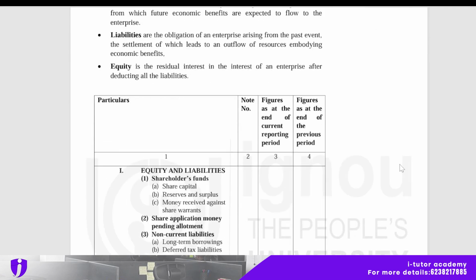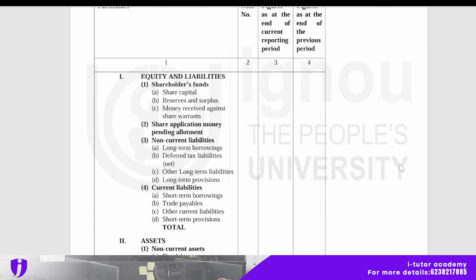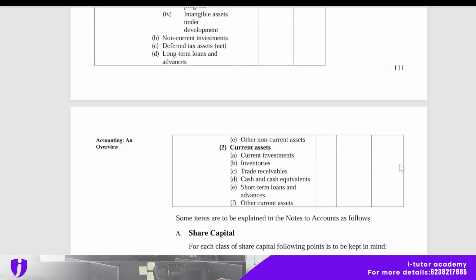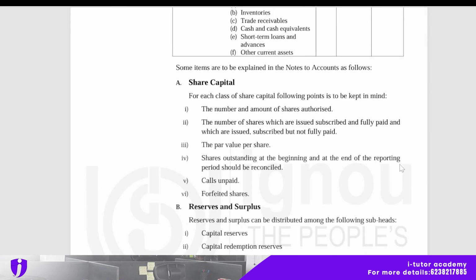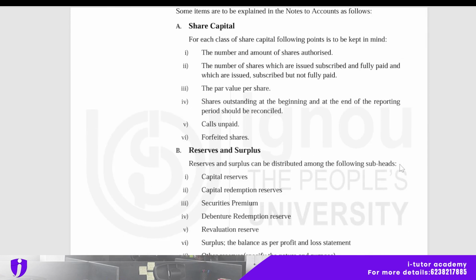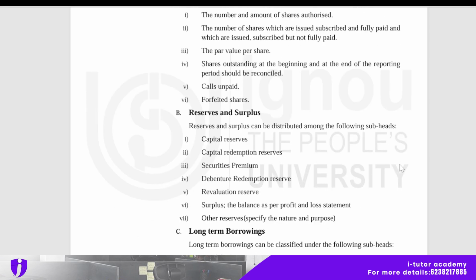And for this there is one more table. You can just try to answer all these, and some items are to be explained in the notes to accounts as follows. You just go through your IGNOU study materials and try to understand this from that table. And the first one is share capital. For each class of share capital, the following points are to be kept in mind, and a number of points are there.